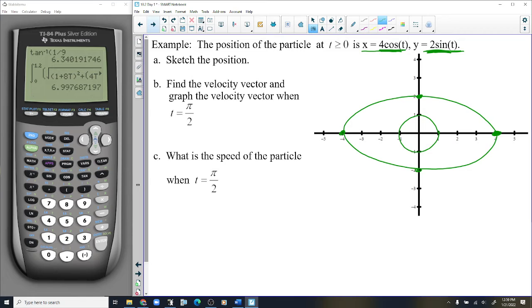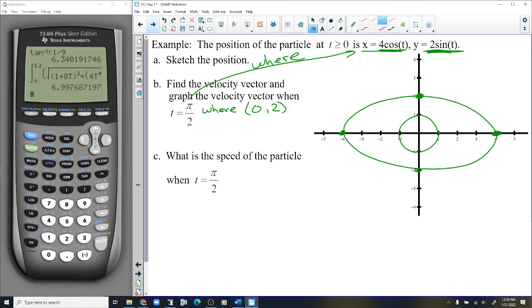Find the velocity vector and graph the velocity vector when t is equal to pi over 2. So let's find out, well, where are we when t is pi over 2? And so we'll plug that into the position. This is going to answer the question, where are we? Cosine of pi over 2 is 0, and sine of pi over 2 is 1. So we're at the point 0, 2. This is when t is pi over 2, we're up at this point right here.